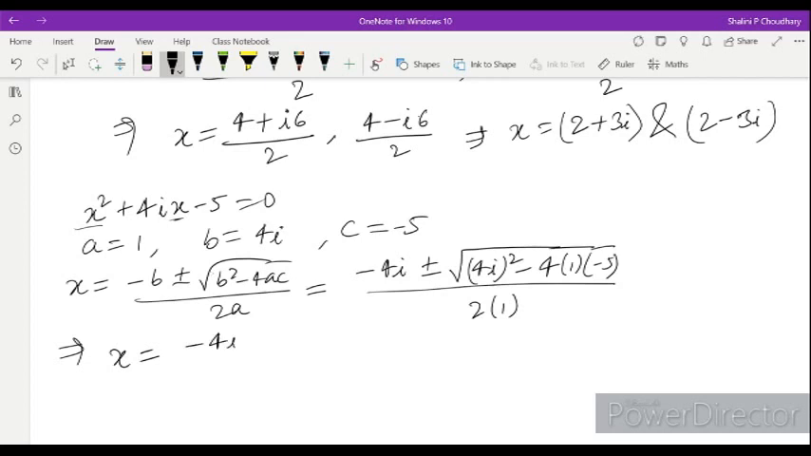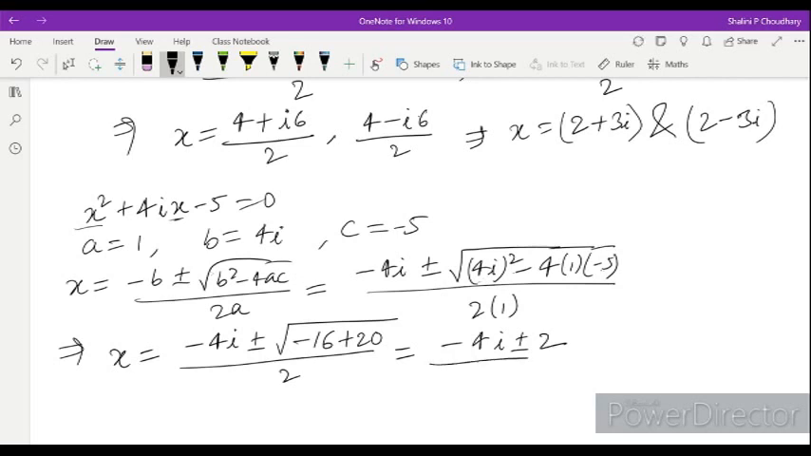So x will be equal to minus 4i plus minus square root of 4i square will be minus 16. i square will be minus 1 and 4 square will be 16, so it will be minus 16, and minus minus is plus. So 4 into 5 will be 20, and minus minus will be plus, so plus 20, divided by 2. Okay, it means minus 4i plus minus, 20 minus 16 will be 4 and square root of 4 will be 2, divided by 2.